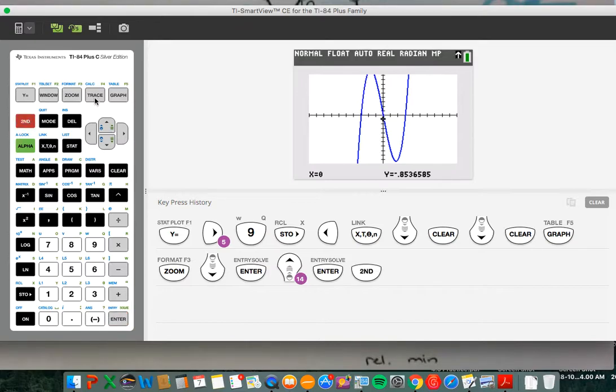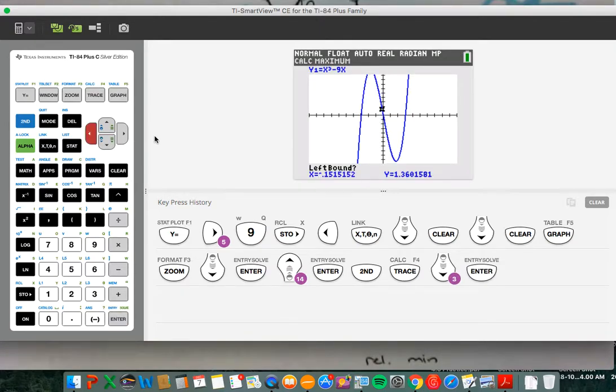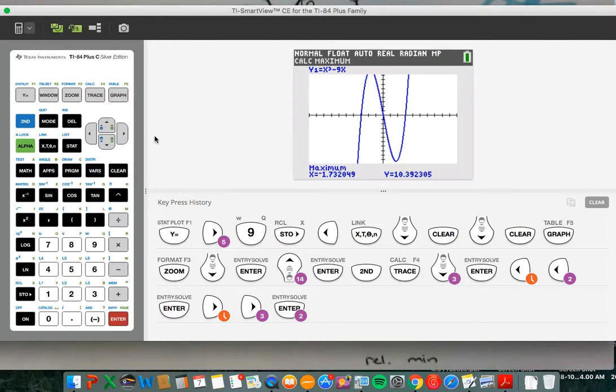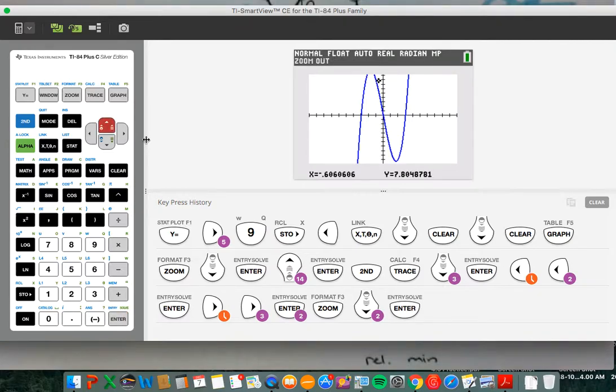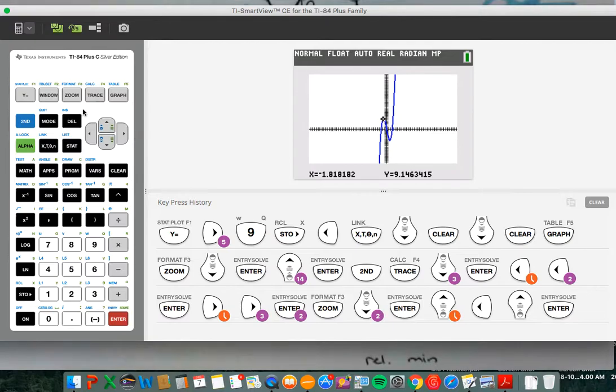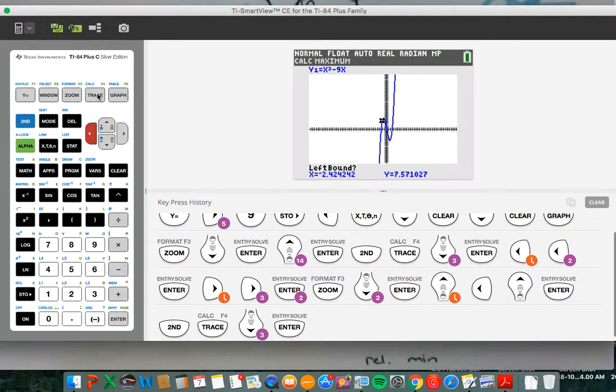So let's hit second, trace. Let's go first for maximum. Pretty confident that there's a maximum up at the top of this hill, although it's not in sight. So let's set our bounds to the left and to the right of it. We see that we now are there. So let's try to zoom in a little bit closer. So we can see that we have this top of the hill.